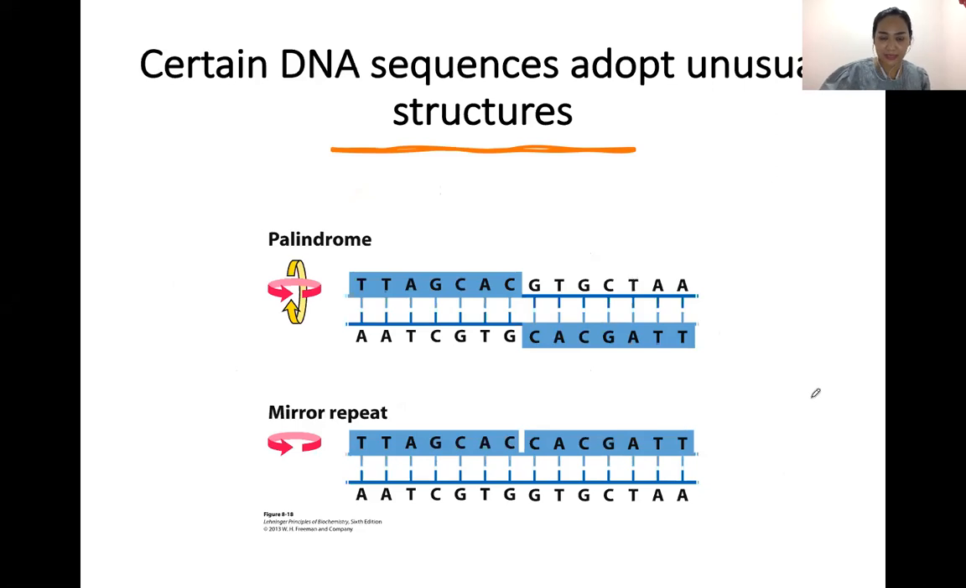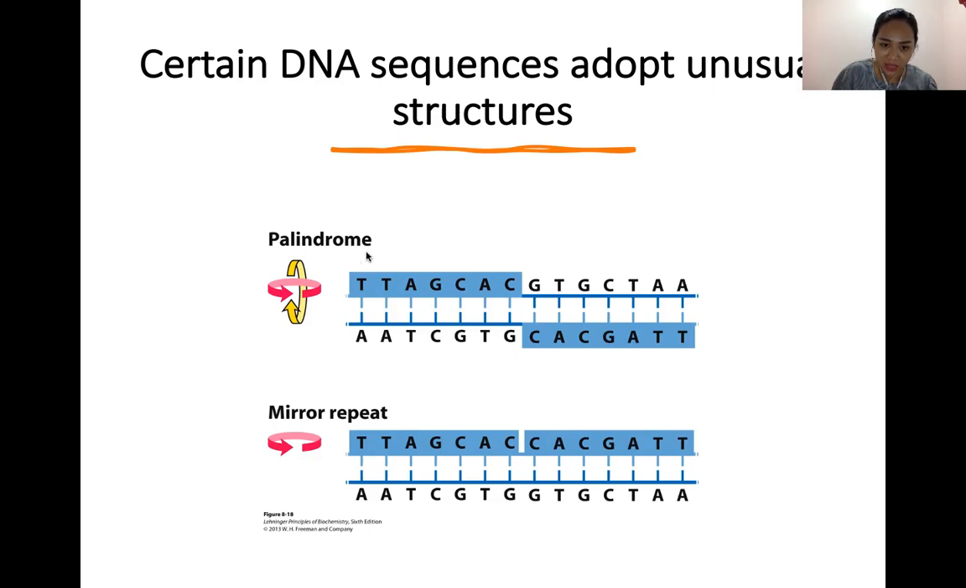Next, let's discuss certain DNA sequences that are unusual in structure. Palindromes. What are palindromes? You may have encountered this before. It's not only used to describe DNA sequences. These palindromes are DNA sequences that read the same backward and forward. So when you read it forward, it's the same as when you read it backward. So how do we explain that?